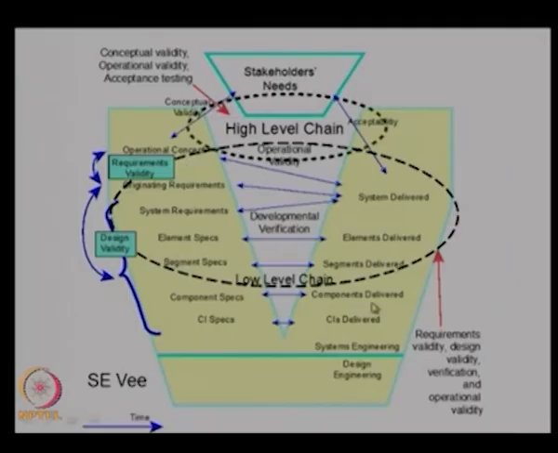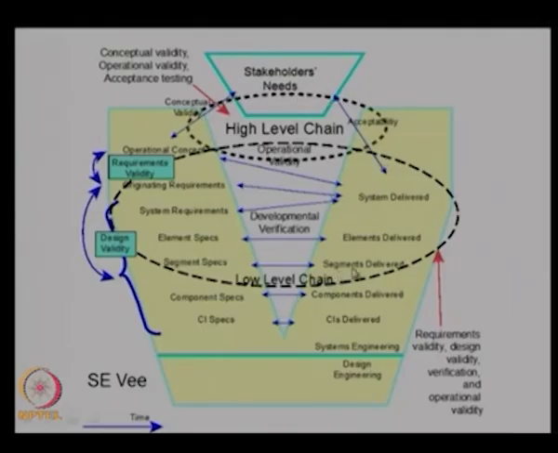And in the lower level chain, we have the validation, the requirement validity, design validity, then we have the verification and operation validity. The operation validity also comes under the low level chain, where we look at the components or subsystems and their operation validity. That is why we have an overlap of the operation validity in the high level chain and the low level chain.